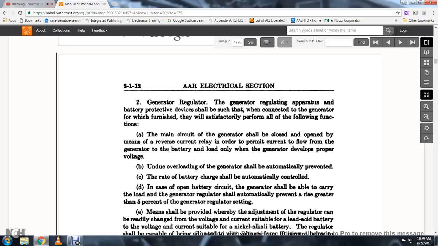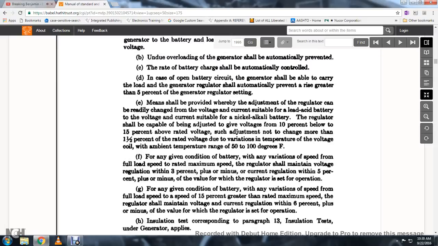C. The rate of charge of the battery shall be automatically controlled. D. In case of an open battery circuit, the generator should be able to carry the load. The generator regulator should automatically prevent a rise of greater than 5% of the generator regulating setting. E. Means shall be provided whereby the adjustment of the regulator can be readily changed from the voltage and current suitable for the lead acid battery to the voltage and current suitable for the nickel alkaline battery.